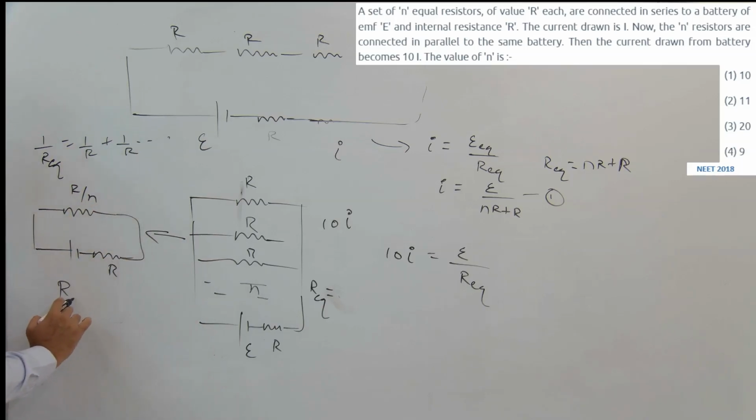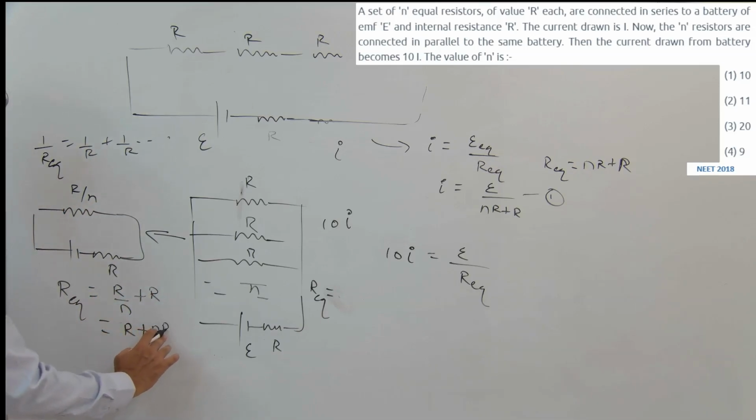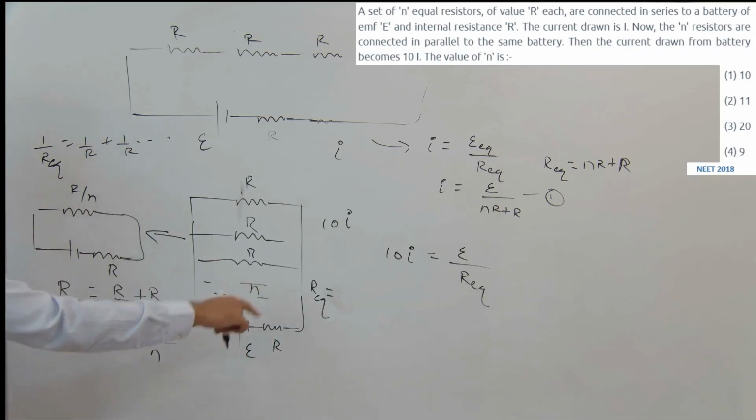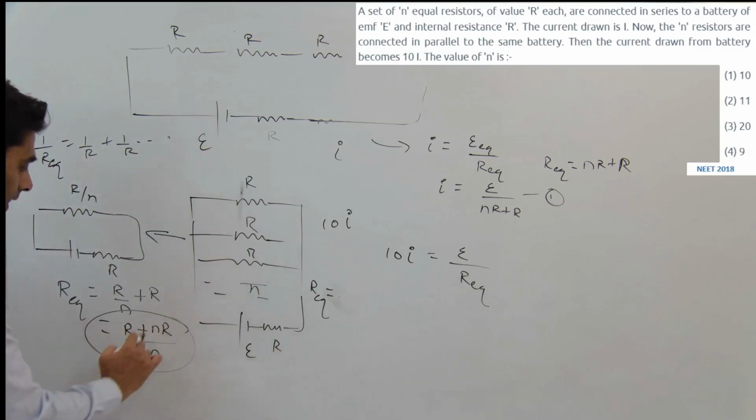So over here, R equivalent comes out how much? R by N plus R. Okay, what can we write it? R plus NR by N. Now if I put it over here, okay, we got this R equivalent.